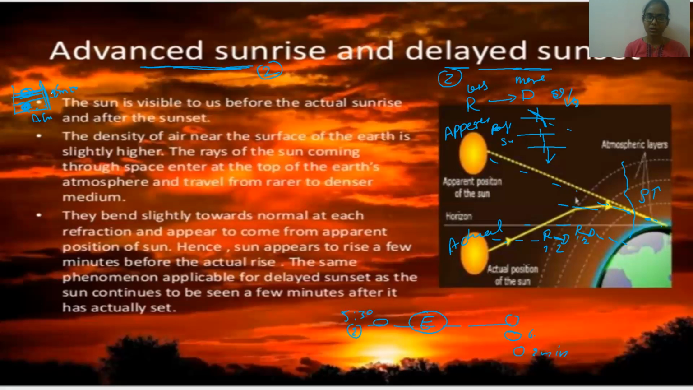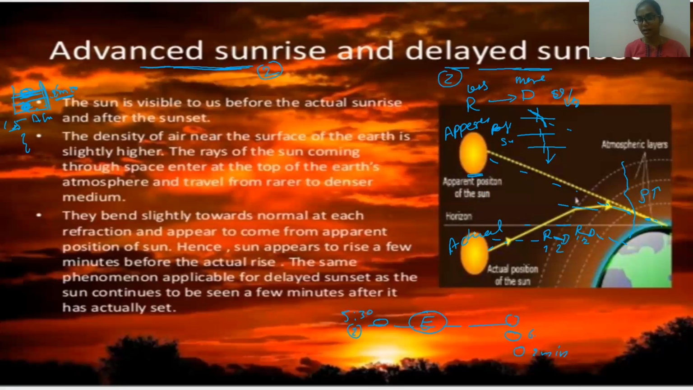From outside it looks like a 2 centimeter height, but through the water you can view it as like 1.5. That means the actual height and the apparent height, the actual position and the apparent position, are different. Here also, because of atmospheric refraction, the sun is actually far, but it appears to come from above the horizon. The sun is below the horizon.